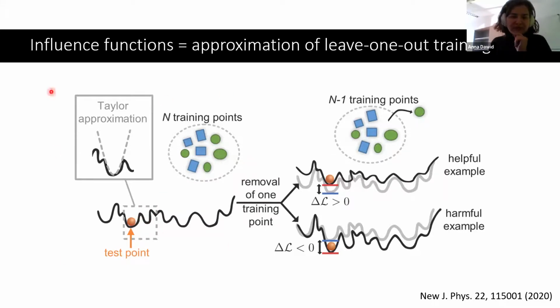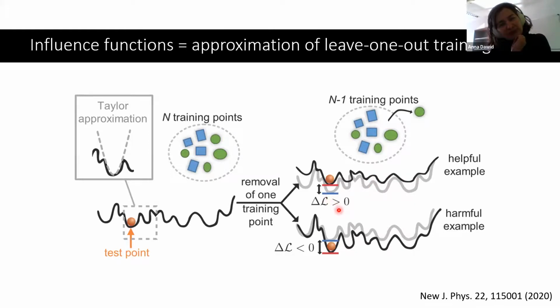So this is a normal thing in machine learning. And now imagine you remove one training point from your training set. So you remove that, and now you train your model on n-1 training points. And you arrive at some model with slightly different parameters. So the minimum of your training loss function shifted a little bit.